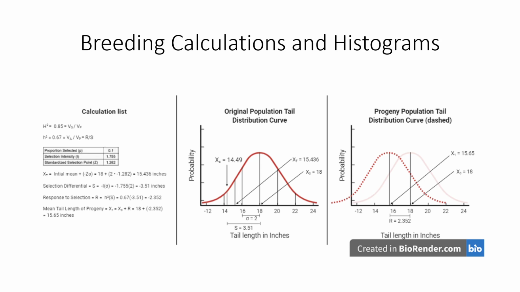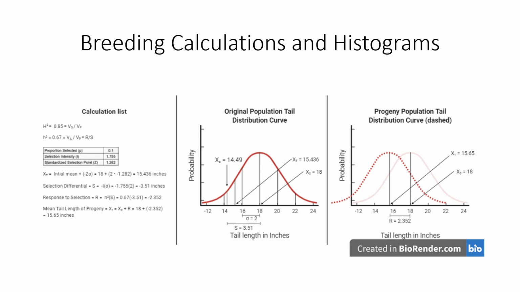Next, we move our attention to the original population tail distribution curve. This histogram is a graphical representation of our population given standard distribution. The mean and the standard deviation are both labeled on the curve, as well as three other values, the first being the truncation point, x sub t. This term represents the max tail length of the bottom 10% of the parental population, providing breeders a cutoff point.